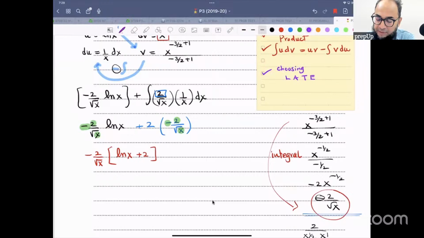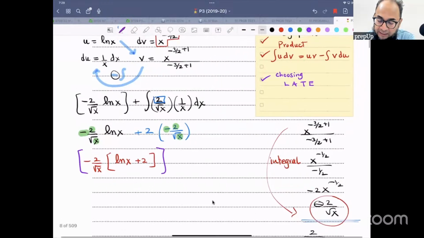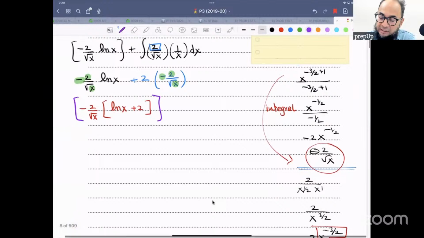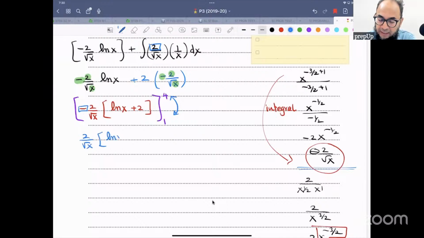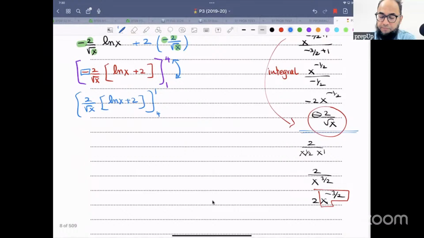And now it's time to plug in the limits. So the limit applies to all. The lower limit is 1, the upper limit is 4. Now, if I want to, I can get rid of this negative sign and these two will switch their places. I think it's a good idea. Let's do that. So 2 over root x, this is ln x plus 2 and 4 goes down, 1 goes up.